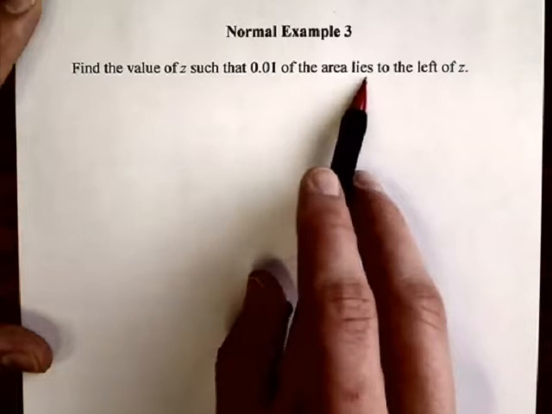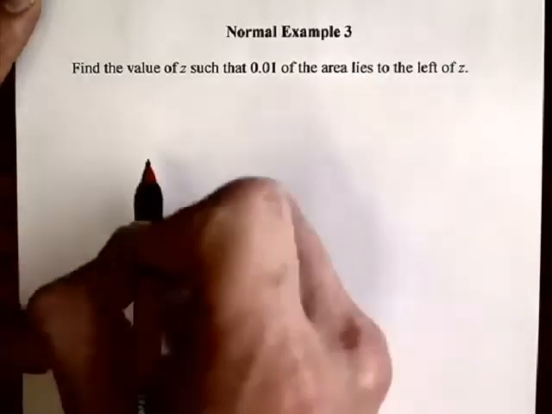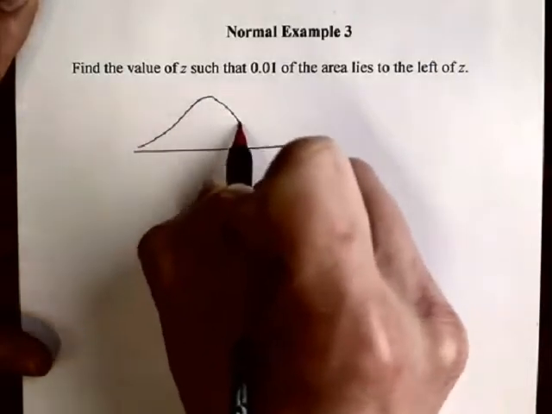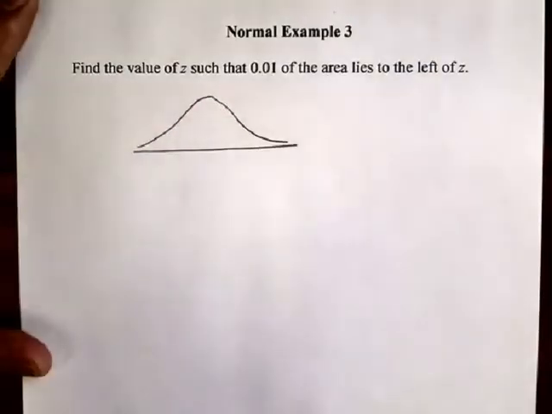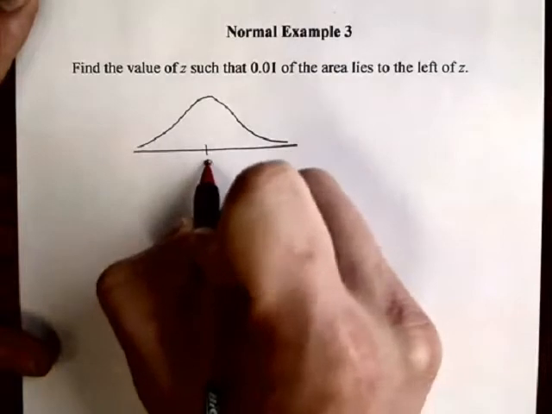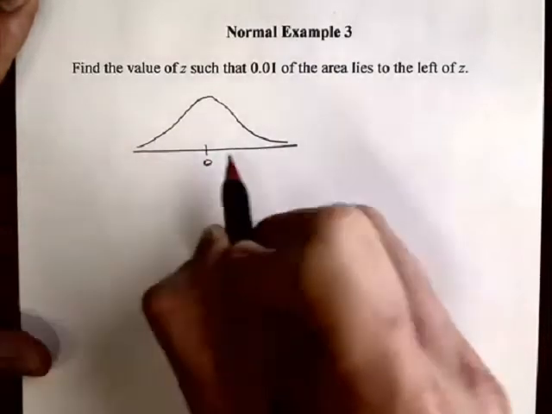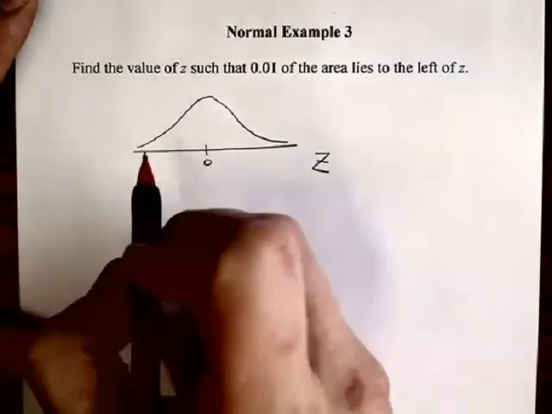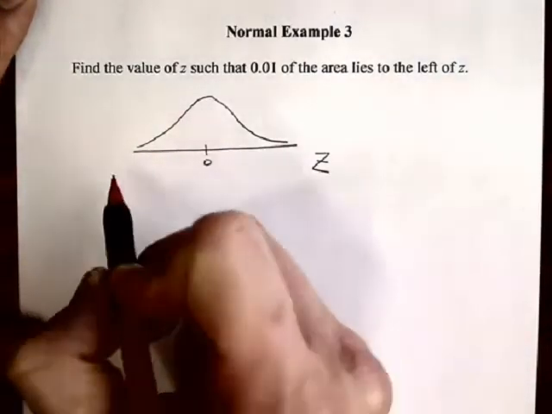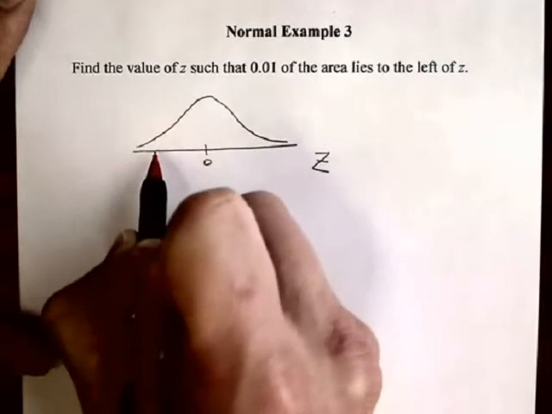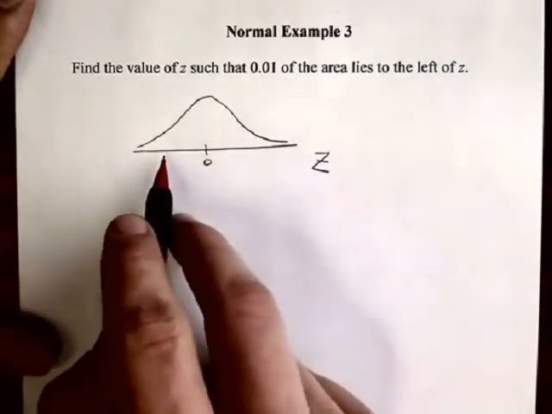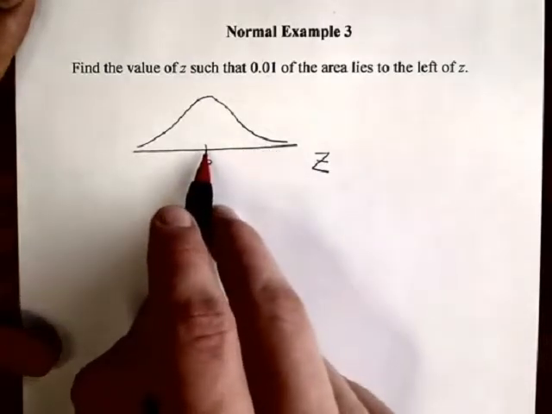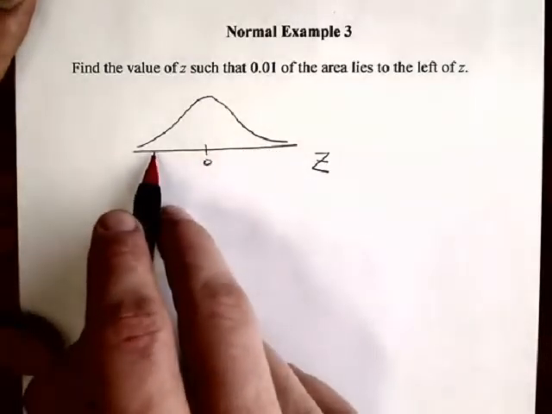0.01 of the area lies to the left of this value. So the picture here, again, I recommend drawing out these pictures. So this is a particular value of z, and here's big Z for the random variable. This is a particular value z, and to distinguish it, I want to call it z naught on my picture. Now I've got to think about where do I put this z naught? Do I put it way over here in the right tail? Do I put it more towards the middle or more towards the left tail of the distribution?